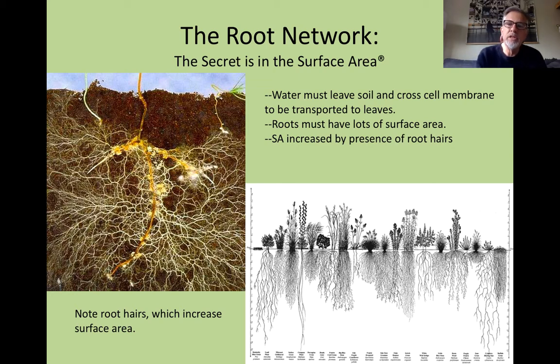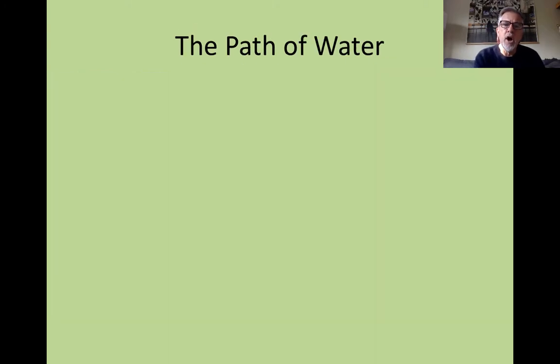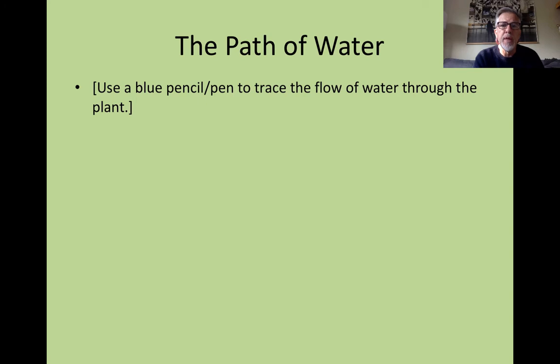And one way they do this is by having lots of surface area. And one way that root surface area is enhanced is by the presence of these incredibly small microscopic structures called root hairs. And they just increase the surface area of the larger roots tremendously and allow the plant to pick up sufficient water. Let's talk about the path of water up through the plant.